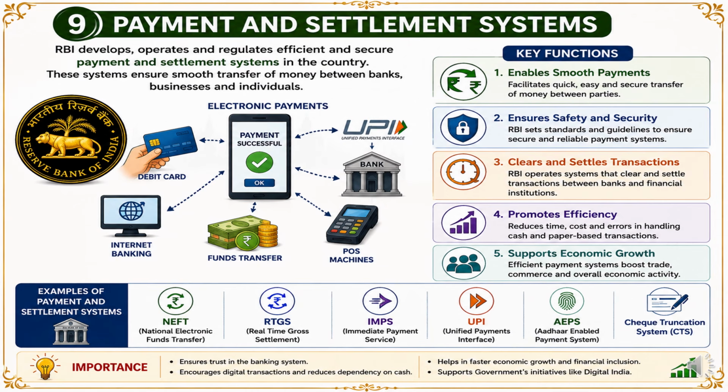Some important examples are NEFT, RTGS, IMPS, UPI, AEPS, and Cheque Truncation System or CTS. For example, UPI allows us to transfer money instantly using our mobile phones, while NEFT and RTGS are used for bank to bank fund transfers. So, RBI payment functions ensure that money moves safely, quickly, and efficiently throughout the economy.